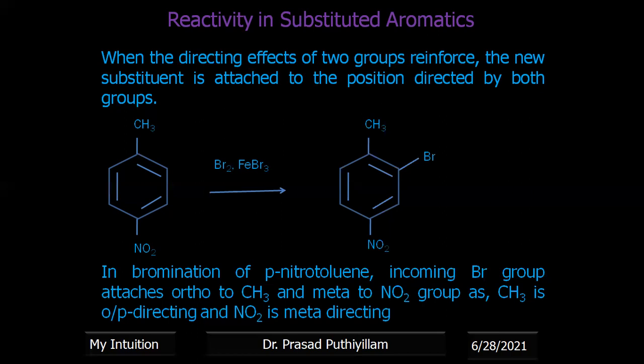So the ortho para position is not free here. To CH3, the para position is already substituted. Therefore, this is the ortho position to CH3, that is supporting our concept, and towards the NO2 group this is the meta position. Therefore, it is ortho para directing for CH3 and meta directing for NO2. Therefore, the expected substitution takes place there.